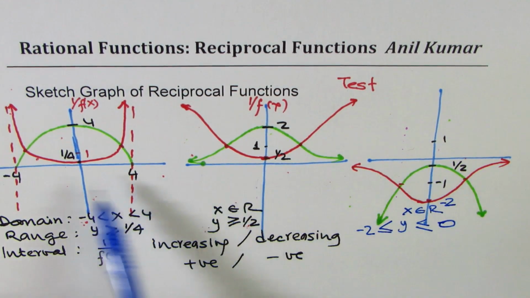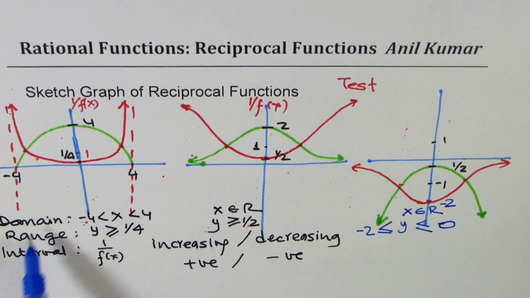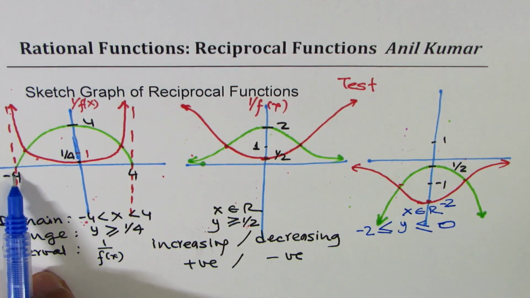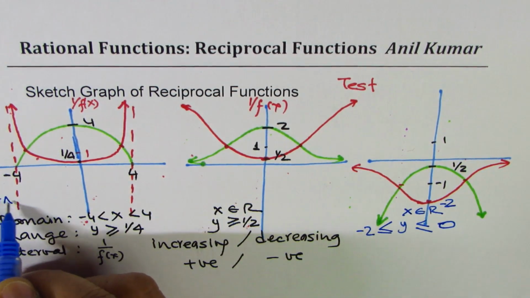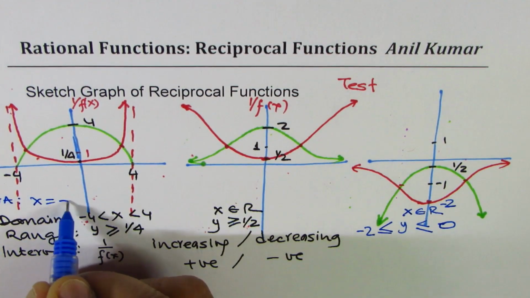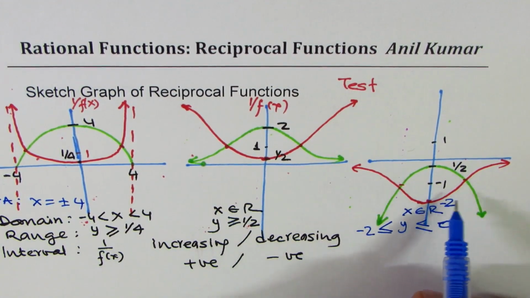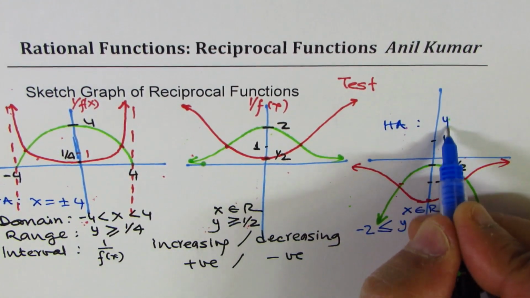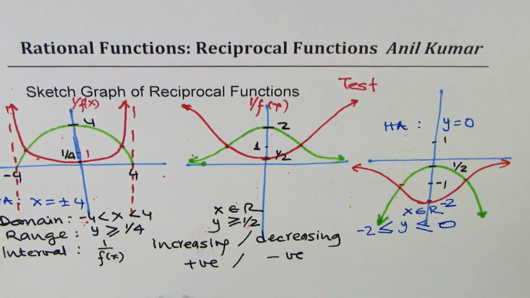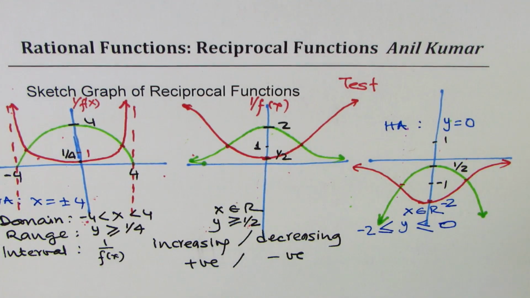And now, from all these graphs, you can write vertical asymptotes also, right? So here, the vertical asymptote is at x equals ±4. Here we have a horizontal asymptote, which is y equals 0, correct? But no vertical asymptotes in these two cases.